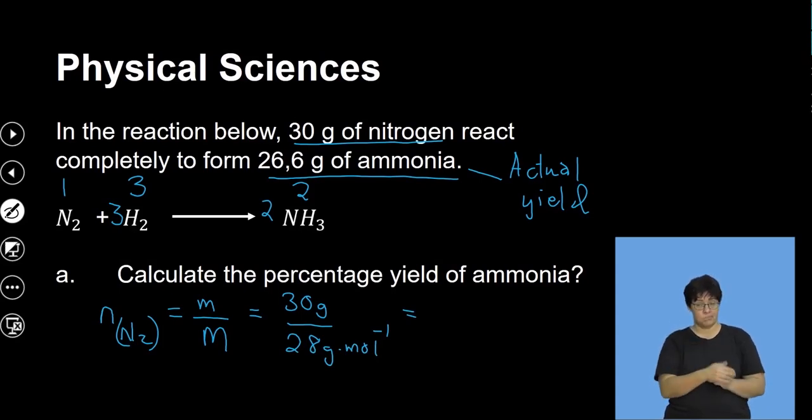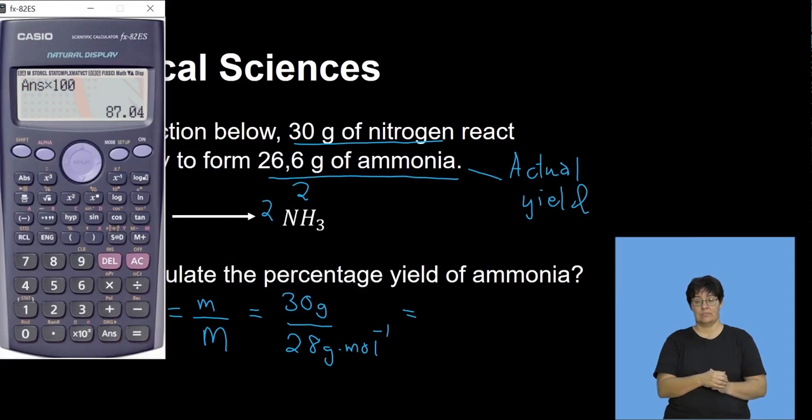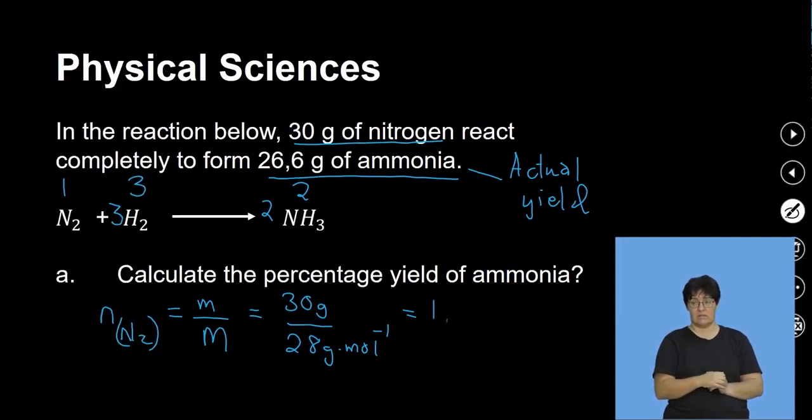So we can quickly determine that. What do we have? We've got 30 divided by 28. This is the actual number of moles, which is 1,07 moles. So that's the number of moles of nitrogen.